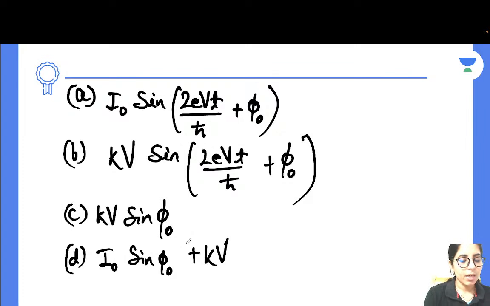Very good, Shantanu. That's correct. So it's option A, which represents the correct expression of the current, which is I naught sine 2e vt over h cut plus phi naught. Even this is a question where they have given you the options as the formula, which means what will be the expression and what is the correct way of showing it. But sometimes you can have numericals, where they will ask you to find some value, and that's how it can work. So you can prepare the formula for it, which is same as option A: I naught sine 2e vt over h cut plus phi naught.